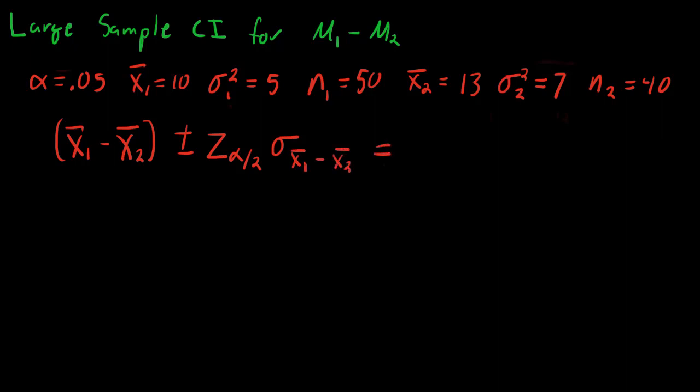And if we expand our sigma value, we get our x1 bar minus x2 bar plus or minus our z of alpha over 2 times the square root of our sigma 1 squared over n1 plus our sigma 2 squared over n2.